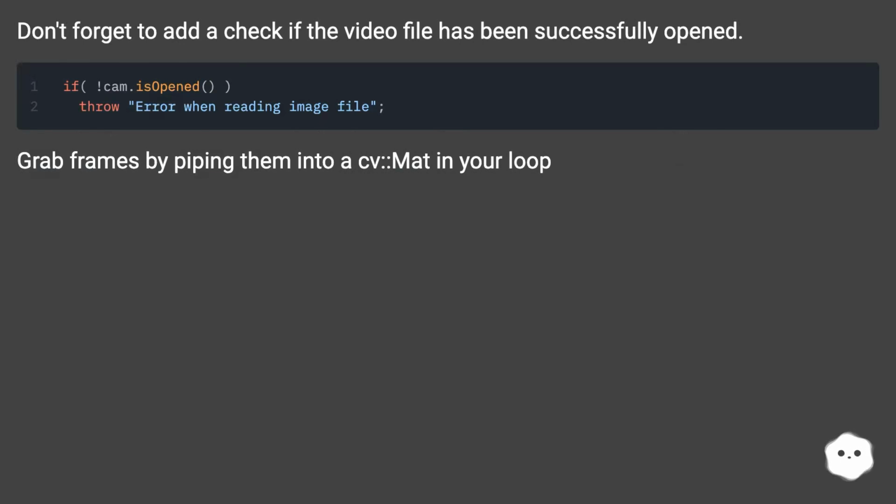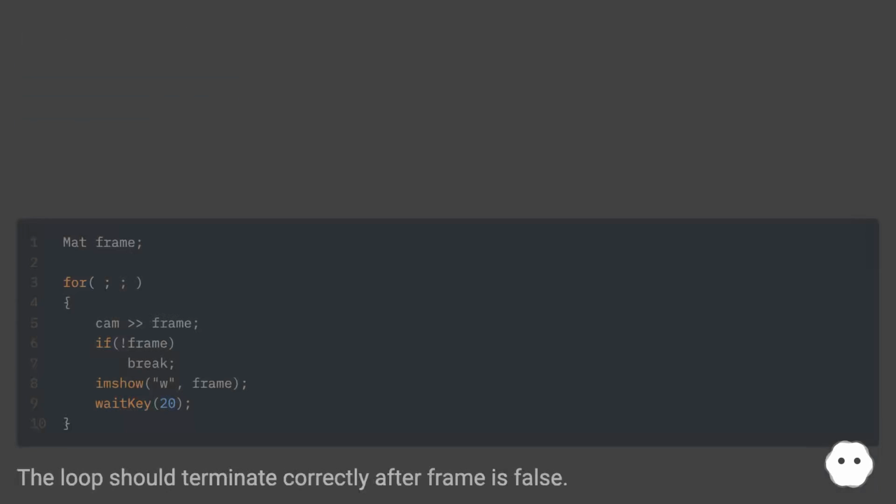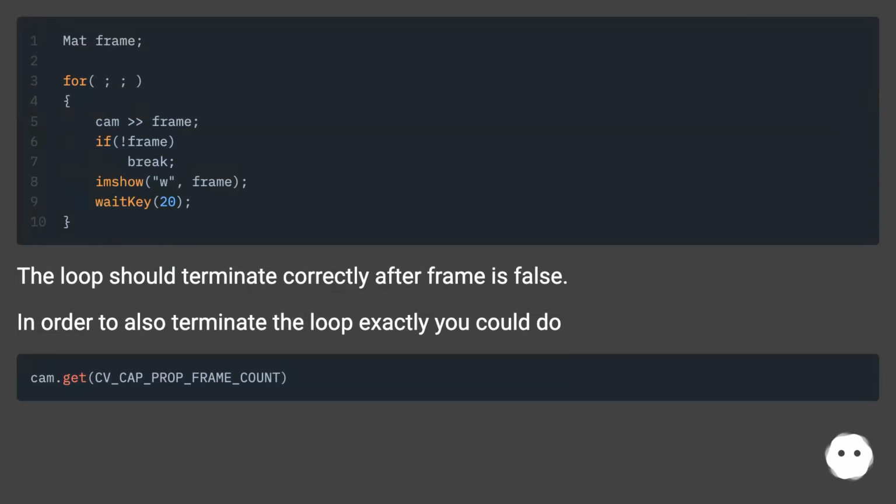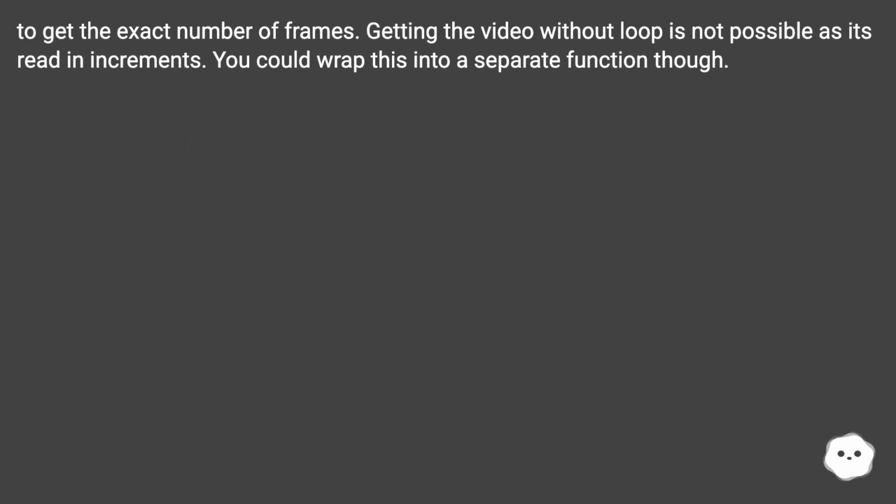Grab frames by piping them into a cv::Mat in your loop. The loop should terminate correctly after frame is false. In order to also terminate the loop exactly, you could do this to get the exact number of frames. Getting the video without a loop is not possible as it's read in increments. You could wrap this into a separate function though.